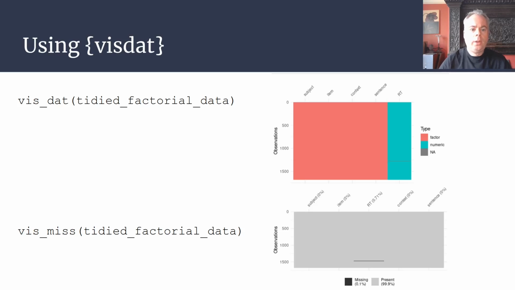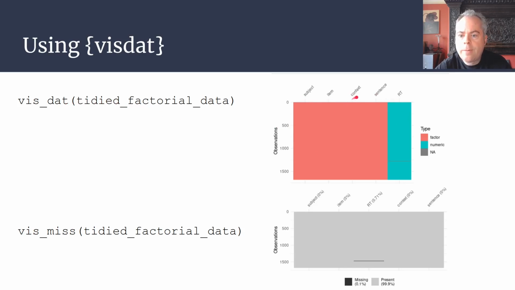Okay, so we might want to explore just initially how much missing data we have and where it is. So we're going to use a great package called visdat. Visdat has got 2 functions in it which are very useful. There's visdat, the function, and vismiss, the function. So we simply pass our data set, tidied factorial data, to visdat, and we get this nice visualization here.